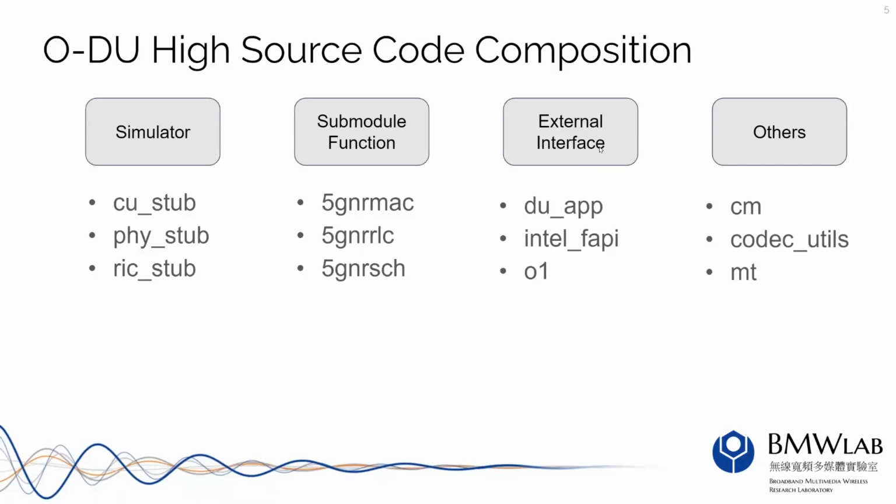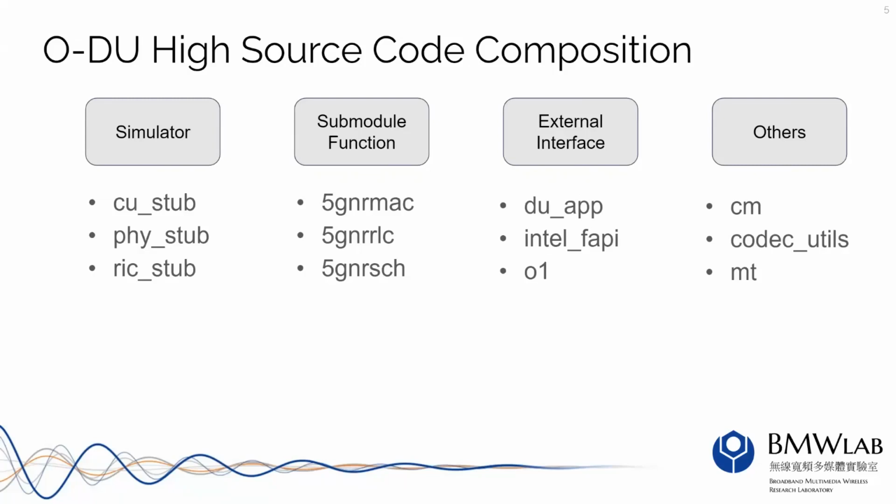But I guess O1 would be part of DU app, right? Not really, because O1 is programmed in C++, so it's separate. So how about the others? Is programmed in C. Yes, only O1 is programmed in C++, because O1 is developed by another company.